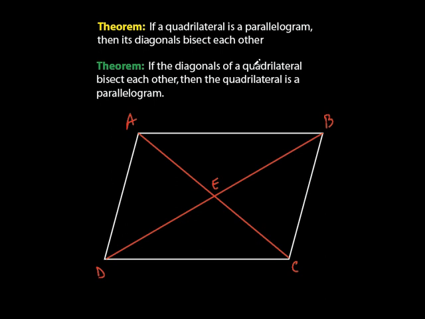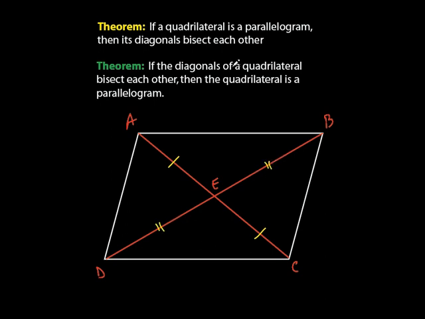So if it's a parallelogram, what else might be true about the parallelogram? Well, the diagonals must bisect each other. So if it's a parallelogram, then the diagonals bisect each other, which means that AE would equal EC, and that DE would equal EB.